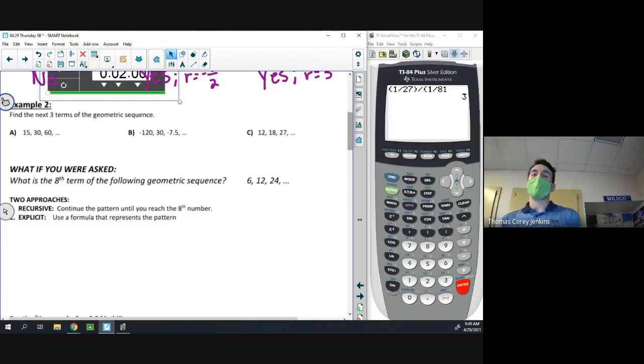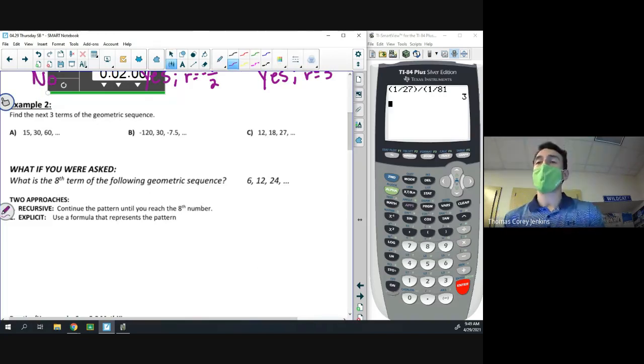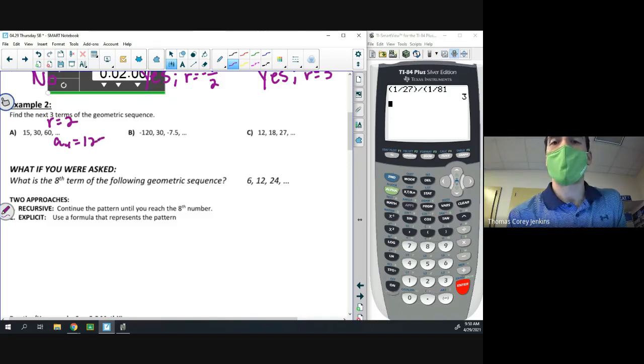Okay, so in example 2, we want to just find the next 3 terms. To find the next 3 terms here, we've got to find R first and then just use our calculator from there. So looking at A, that's one of those probably obvious ones. We can tell that R equals 2. We're doubling every time. So A sub 4, which is the 4th term, would be 60 times 2, or 120. A sub 5, 120 times 2, or 240. And then A sub 6, 240 times 2, or 480.